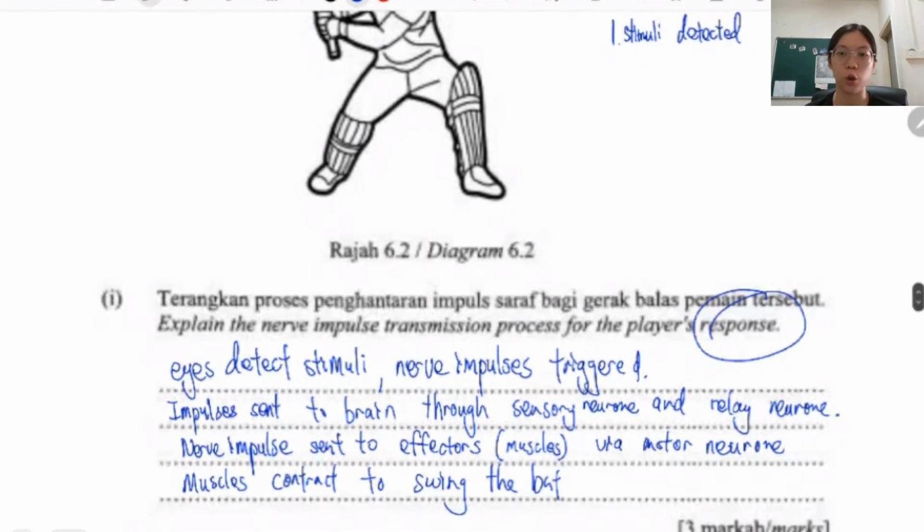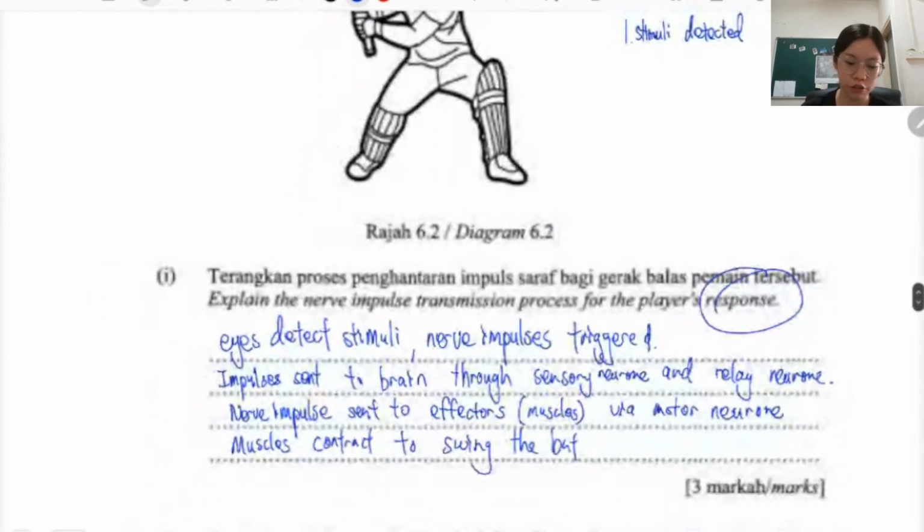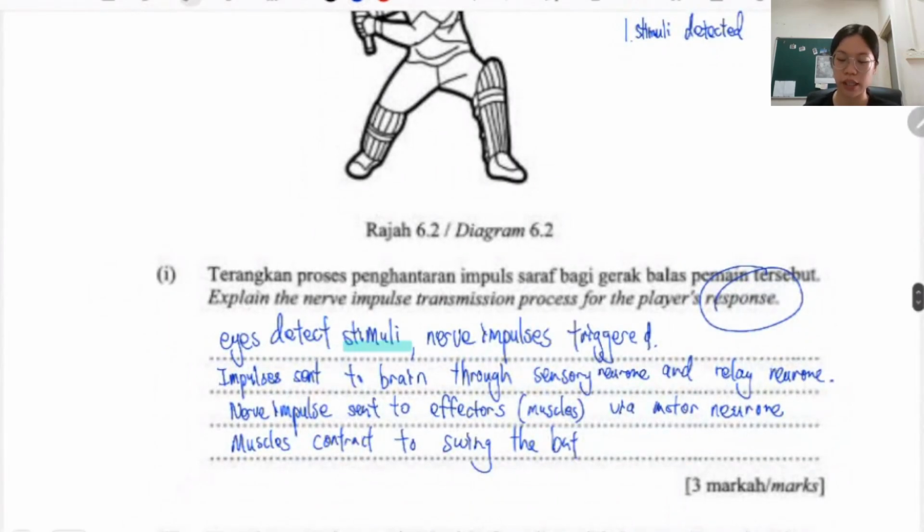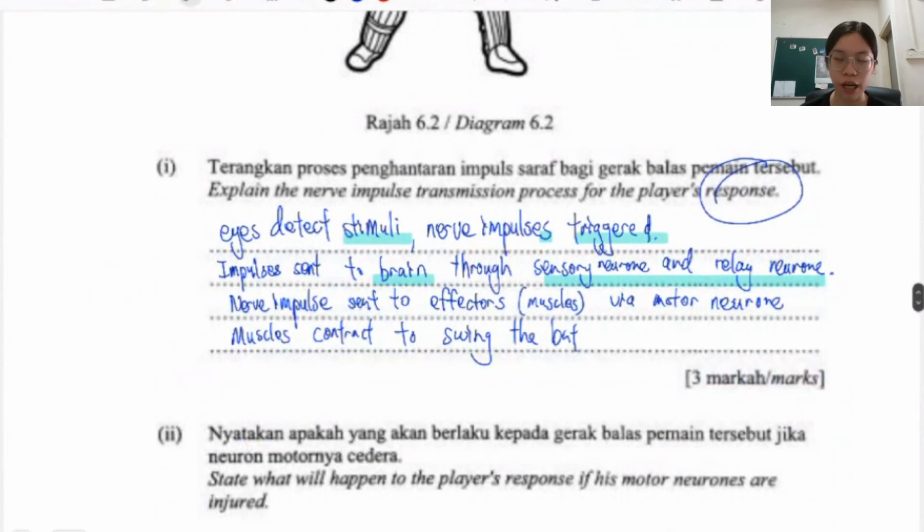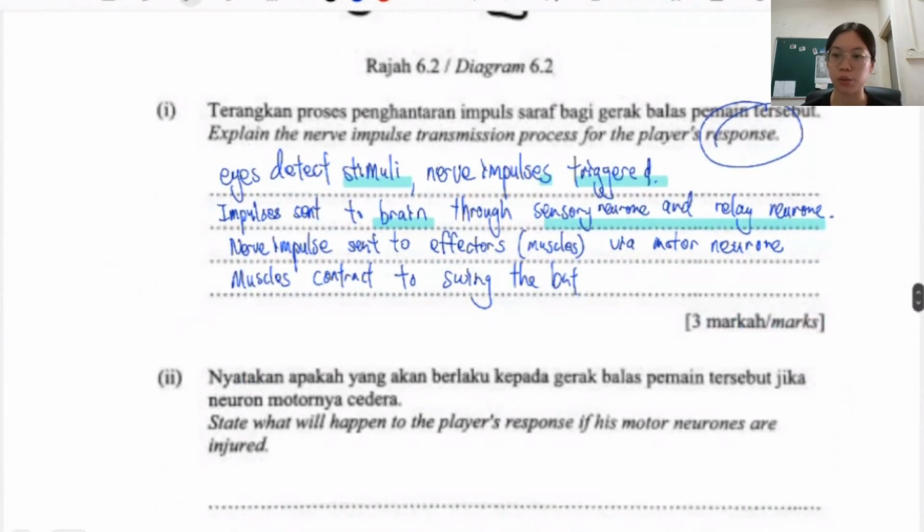So this is how the whole thing works. First of all, you can mention the stimuli and then trigger the nerve impulse and then send to your brain through the sensory neuron and relay neuron. And then for the brain, you can add on for this essay question, you can mention the brain will interpret the nerve impulse, followed by the nerve impulse being sent to the effector through the motor neuron. And what is the effect? The response. The muscle will contract to swing the bat.